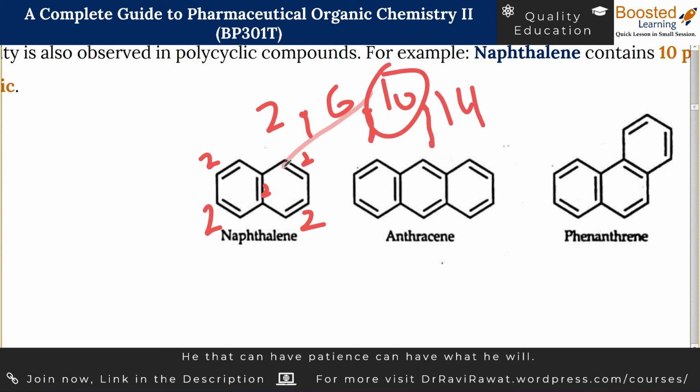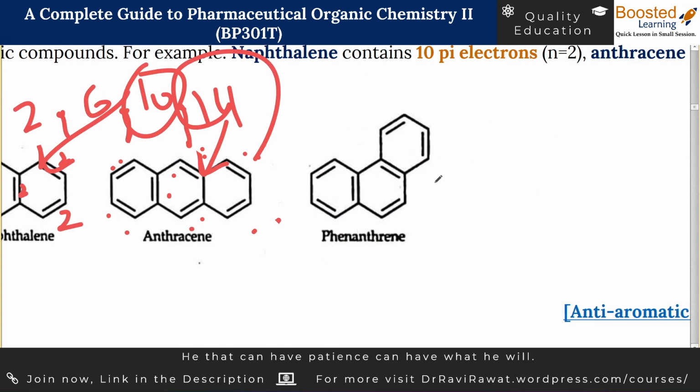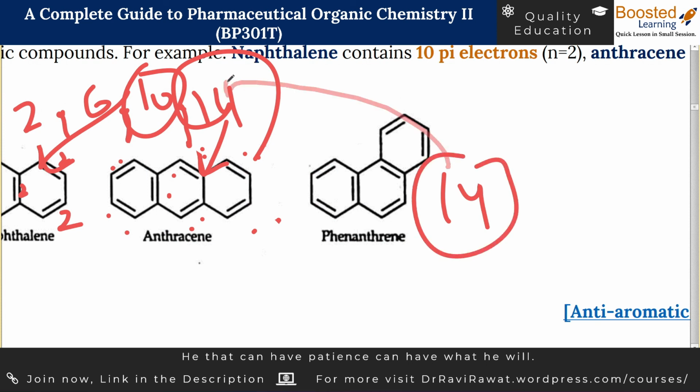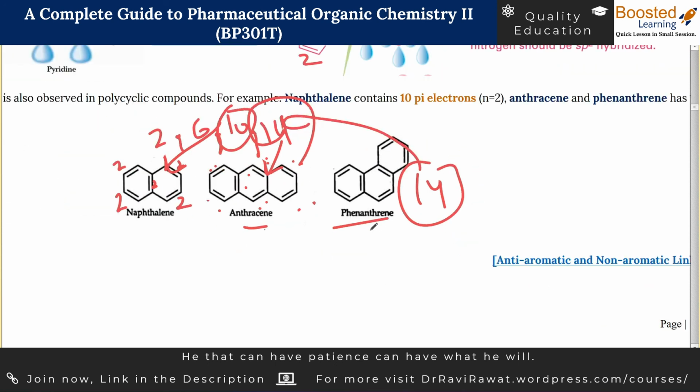So naphthalene has 10 electrons. If you count the number of pi electrons in anthracene, the count would be 14. Because it has 14 electrons, it is also aromatic. The same 14 goes with phenanthrene. There is only a shift in the placement of the third ring. So this molecule is phenanthrene, and this molecule is also aromatic.